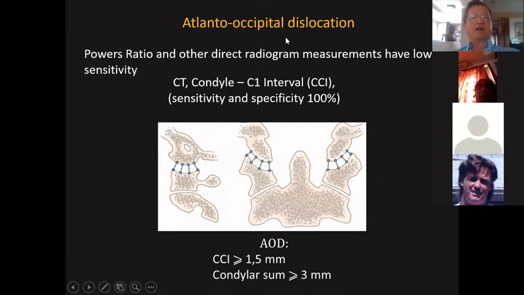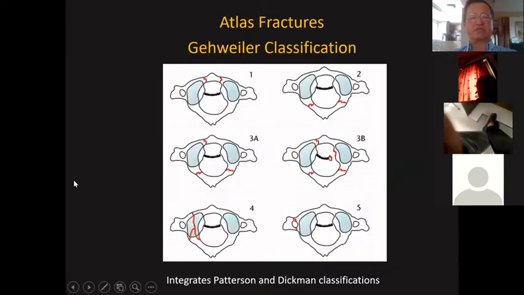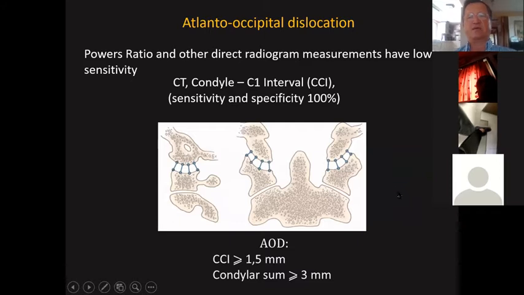This is the Powers ratio, and other direct radiogram measurements have low sensitivity. Probably this condyle to C1 interval, if it's more than 1.5 millimeters, is a real instability sign.